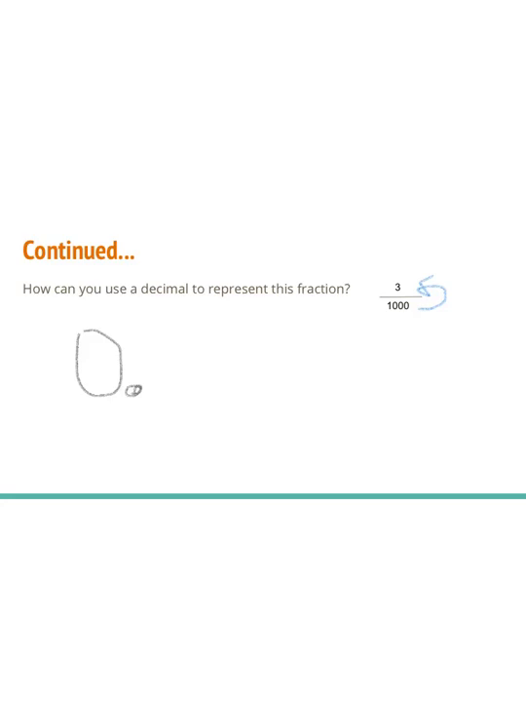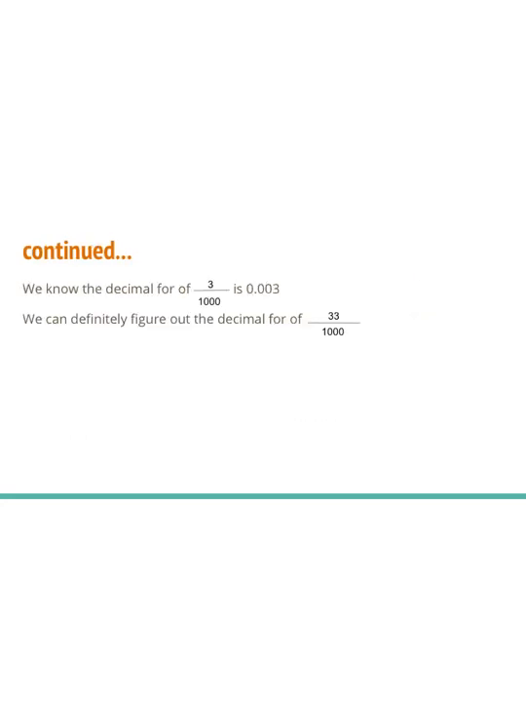Well, the first place is tenths, so we put a 0. The second place is the hundredths. We don't have anything for the hundredths. And our 3 goes in the thousandths place. So you should write 0.003 for our decimal. So we've concluded so far that we know the decimal for 3 over 1,000 is 0 and 3 thousandths.